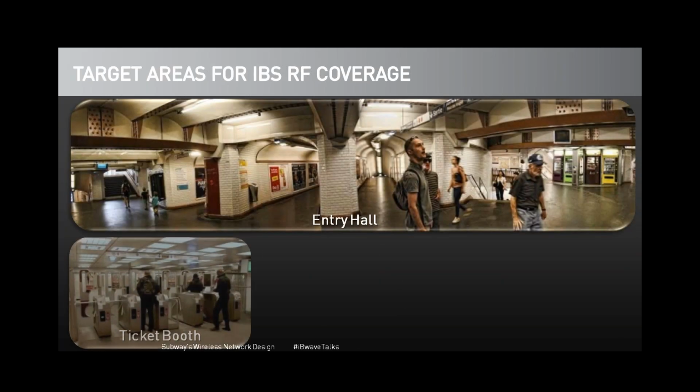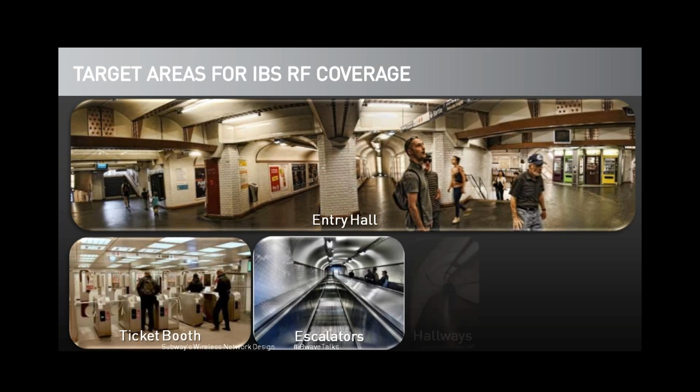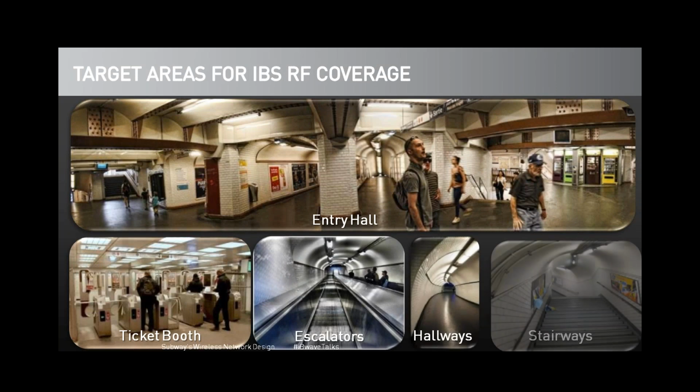Now, what are the target areas for in-building systems for RF coverage? First and foremost, it's the entry hall, which is basically where we have a handoff between a macro system and an in-building system. And because the stations are underground, the entry halls are typically underground, and that means that we really don't have all that much signal overlap between the macro station and the in-building system. And usually that overlap is limited to the steps or escalators that are leading to the street level.